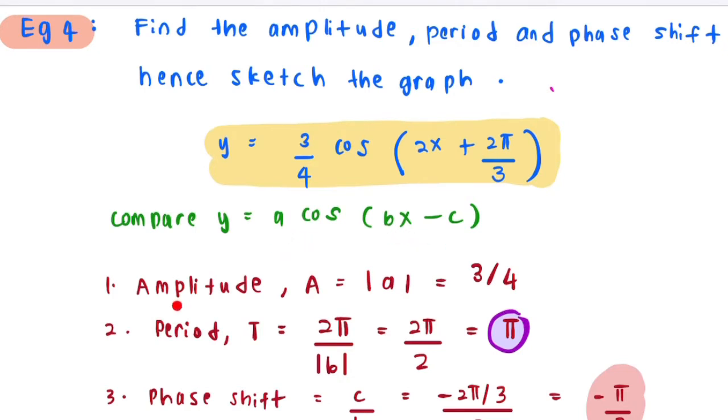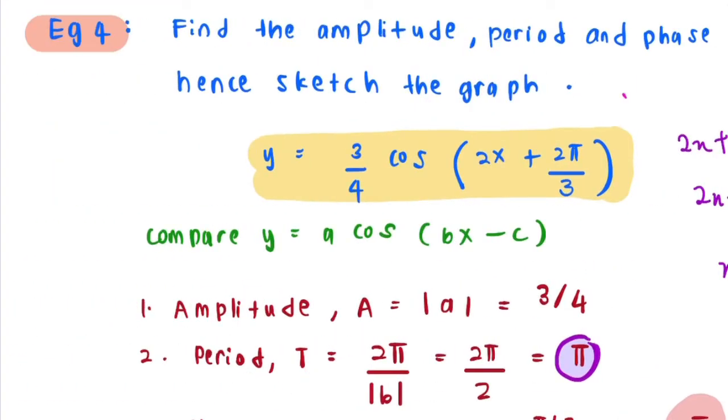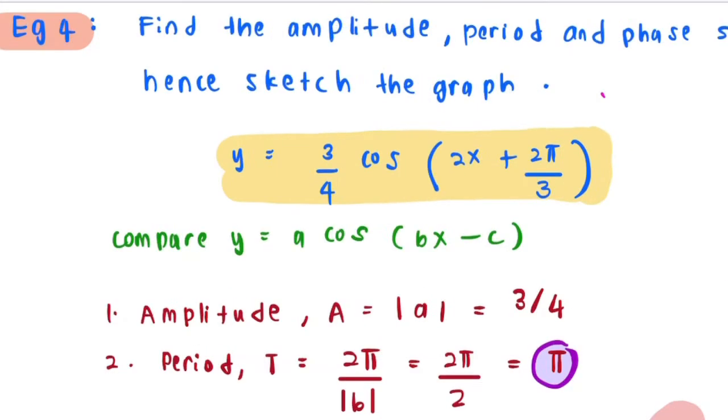So as usual, let's find the amplitude first. Amplitude is equal to modulus A. So this is our amplitude, 3 over 4. So the highest y coordinate is 3 over 4, the lowest one is minus 3 over 4. So the period T is equal to 2 pi over modulus b. b is the coefficient of the x here, so this is 2. So 2 pi over 2 is equal to pi. So our period will be equal to pi.